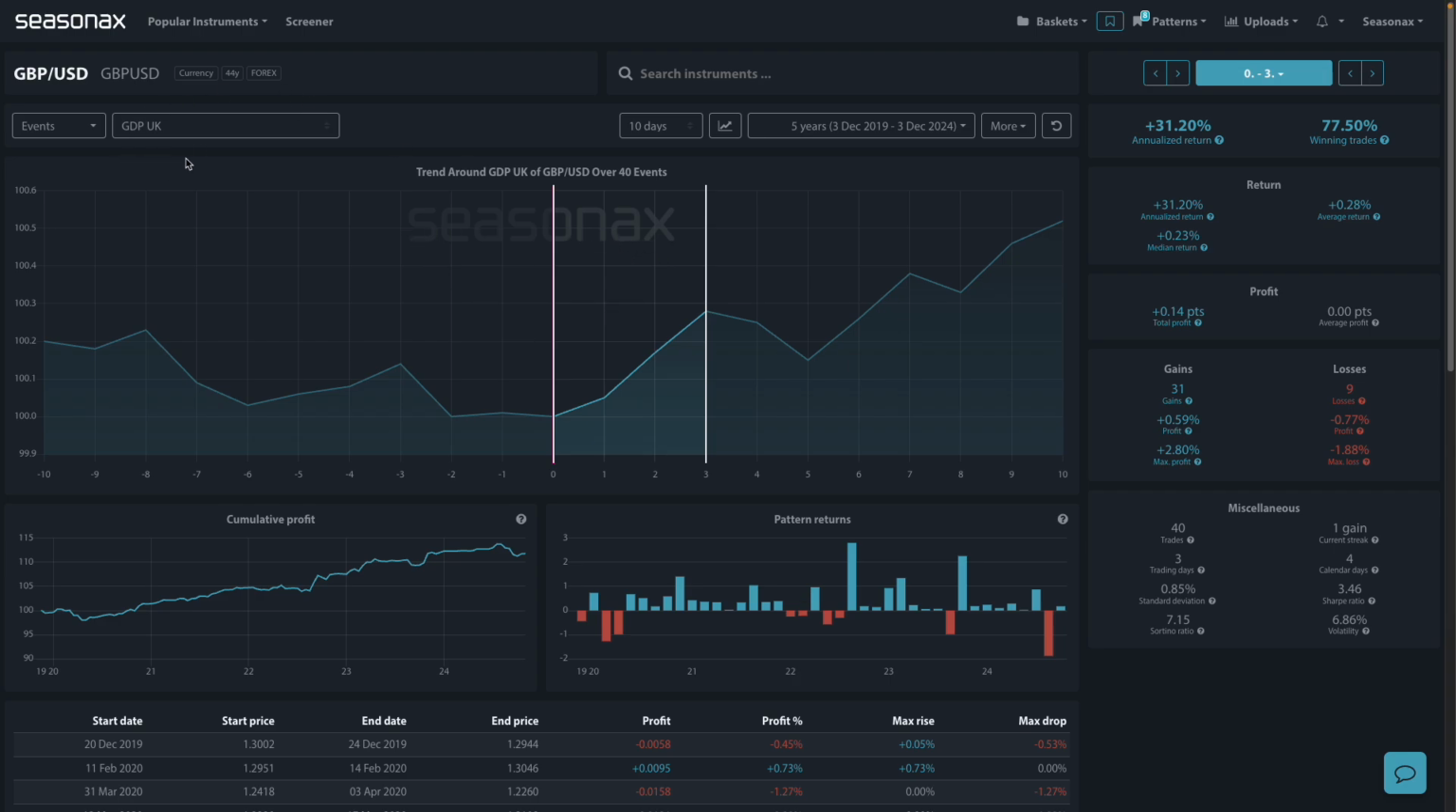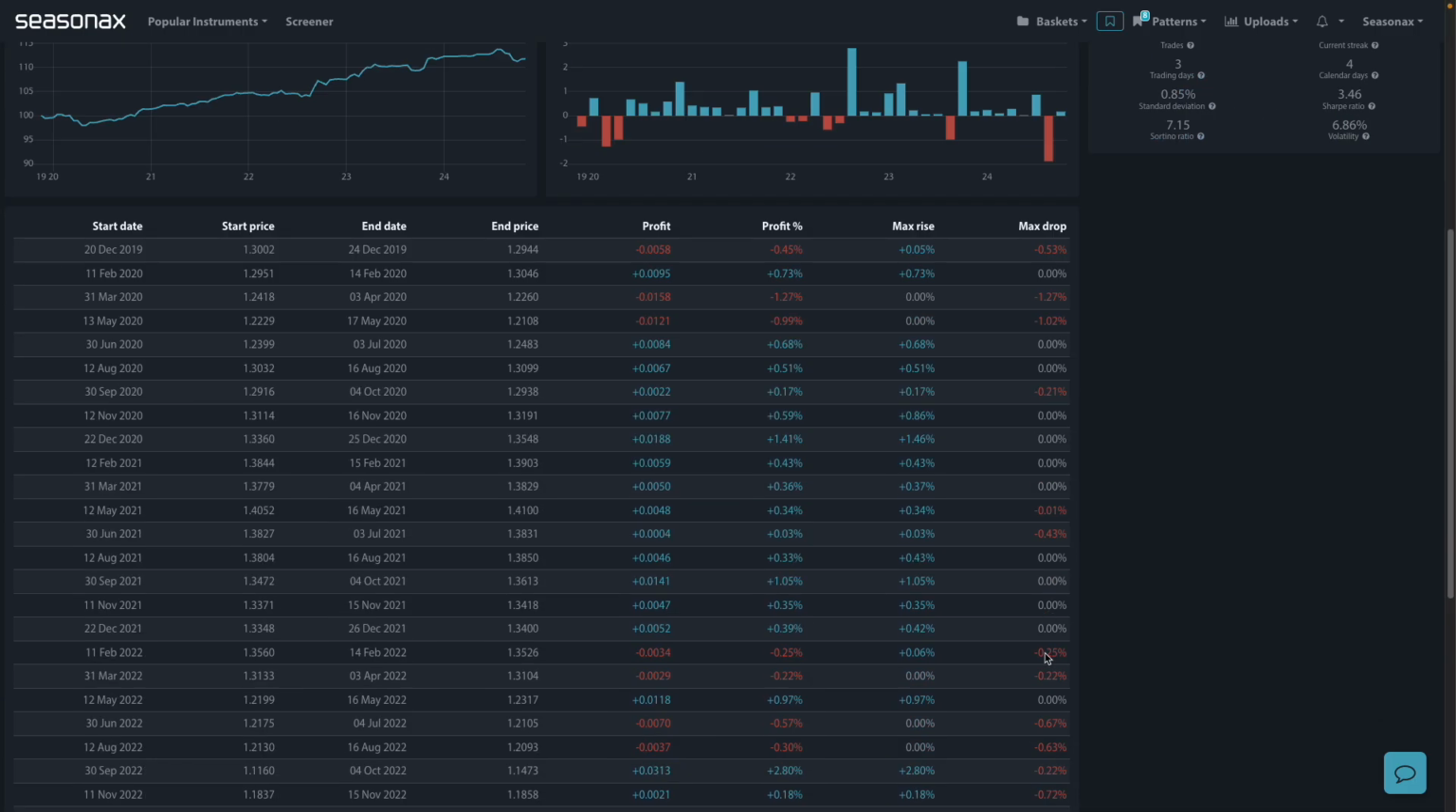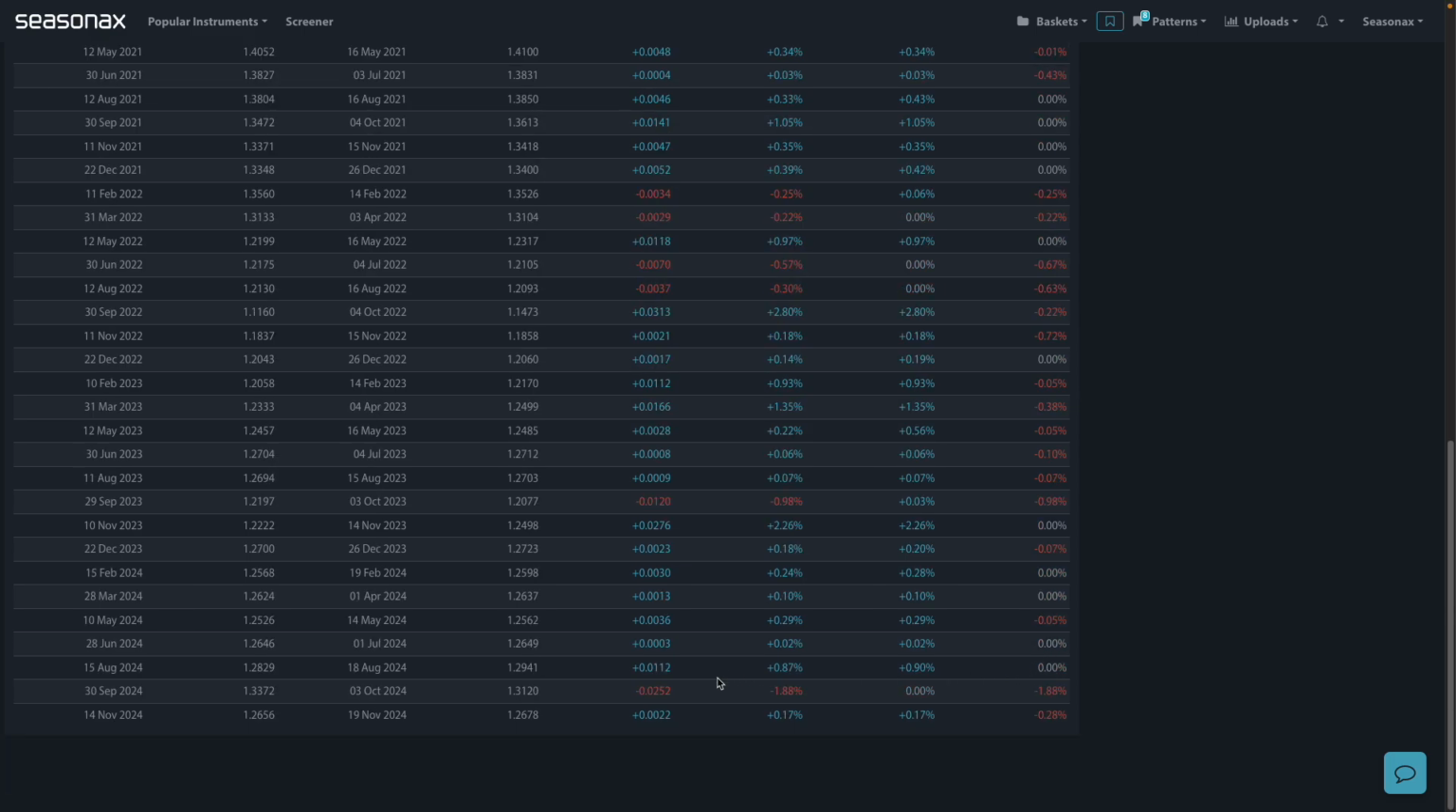Now, looking at Seasonax's helpful event feature, you can have a sense of how far the pound dollar falls during this GDP print. If you look here, over the last 3 days, running over 5 years during this GDP print, this is the move in the pound dollar. Notice this move here. There was a 1.887% drop in September's surprise miss in UK GDP data.